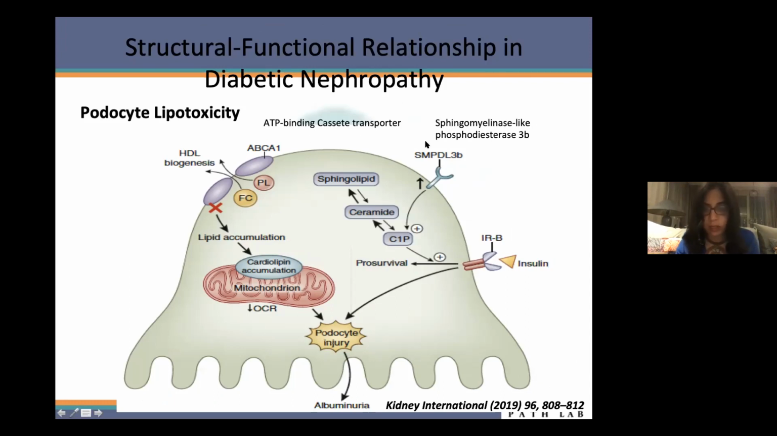Without getting into too much sophisticated molecular details, the bottom point is that there is some malfunctioning within the receptors at the surface of the podocytes, which will lead to lipid accumulation. And this lipid accumulation will affect the mitochondria. And this is a mitochondrial-induced injury, which will eventually lead to podocyte injury and what's known as podocyte lipotoxicity.